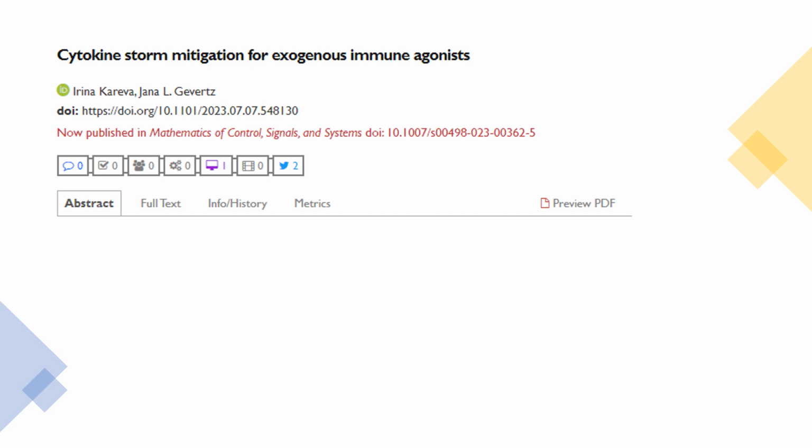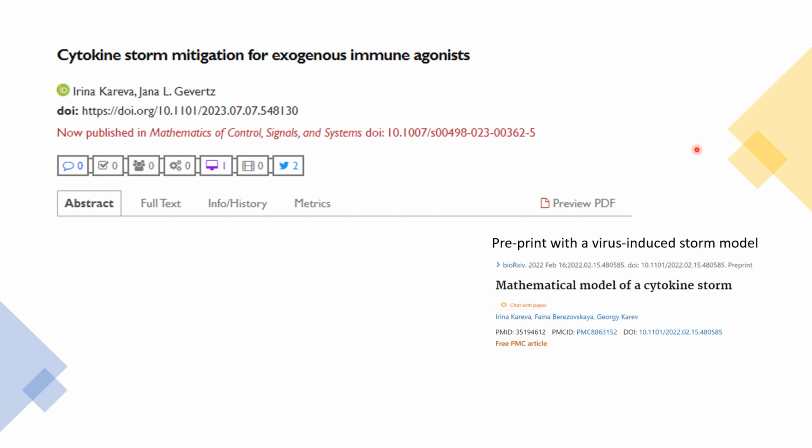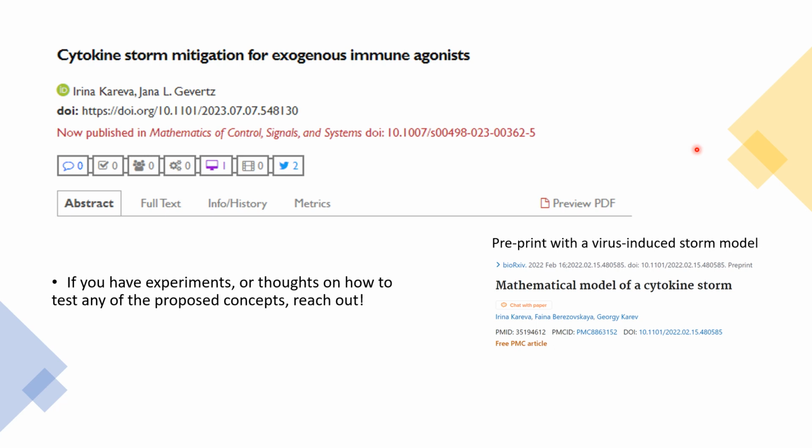This was published. This is the preprint, but the actual manuscript has now come out in this journal over here. We actually did a preprint with a virus-induced storm model, so a slightly different application, but the general structure of the cytokine storm model is very similar.